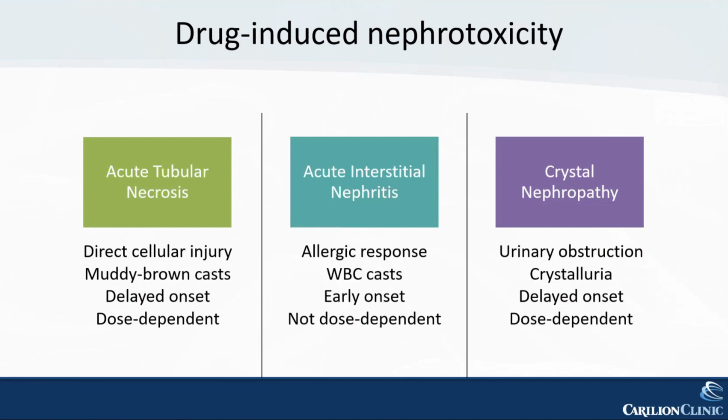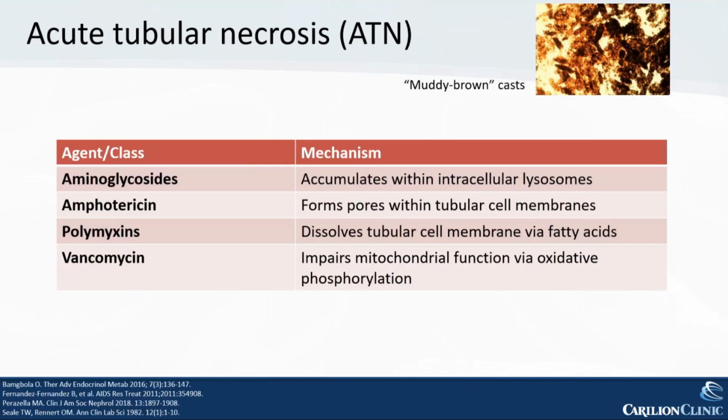And then when we look at our types of toxicity, we see acute tubular necrosis, acute interstitial nephritis, and then our crystal nephropathy. For our ATN, our acute tubular necrosis, that's our direct injury, and often can be dose dependent. Acute interstitial nephritis tends to be more of an allergic type response, so not dose dependent. And then our crystal nephropathy can be dose dependent. It may have a lot to do with the volume status of the patient as well.